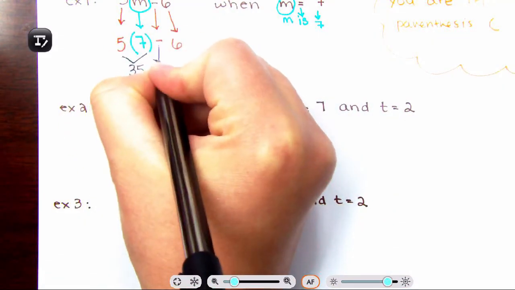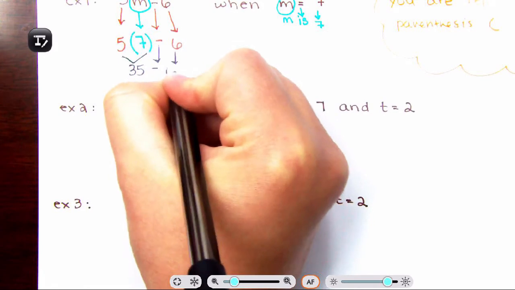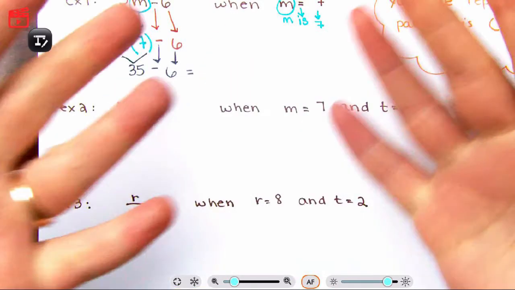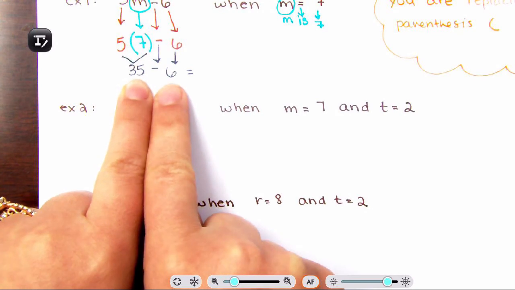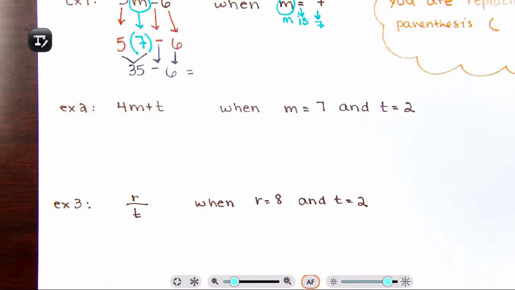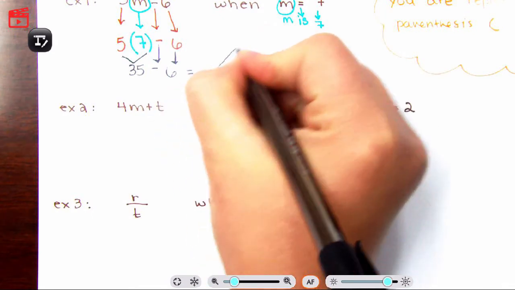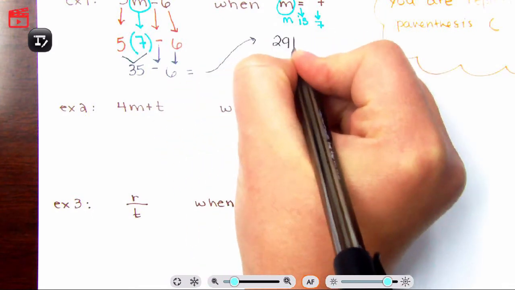And again, we're bringing everything down. So now I have 35 minus 6. I don't know how to do that directly, but I know that 5 take away is 30. So I need to take away 1 more. So I have 29. So my answer is 29.